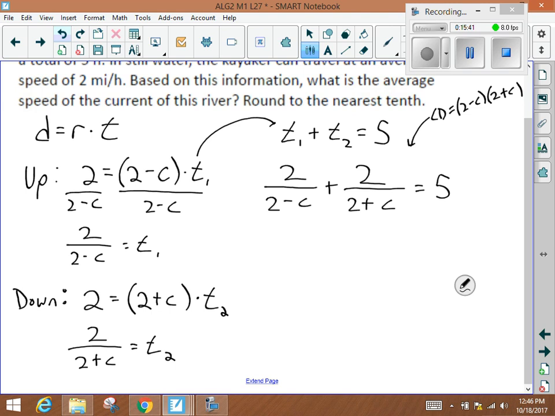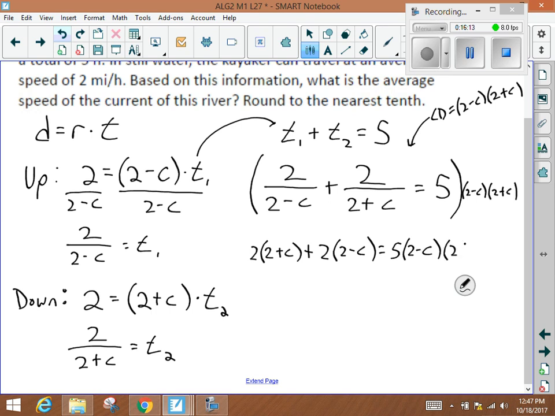So I'm going to go ahead and multiply this whole thing by 2 minus c times 2 plus c. When I multiply the first term on the left, my 2 minus c's will cancel and I'll wind up with 2 times 2 plus c, plus 2 times, and again my 2 plus c's will cancel and I'll just wind up with a 2 minus c in my numerator, and then over here we have the whole kit and caboodle, 5 times 2 minus c times 2 plus c. So there it is. All right, we got to solve this thing. It looks like we might wind up with a quadratic equation in our hand. Let's see how this thing shakes out.